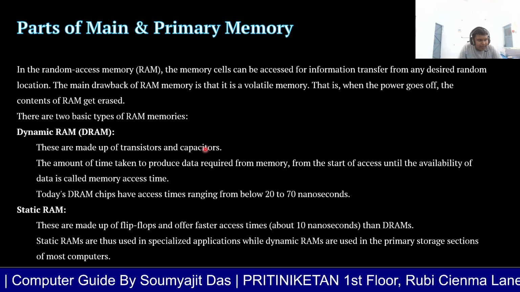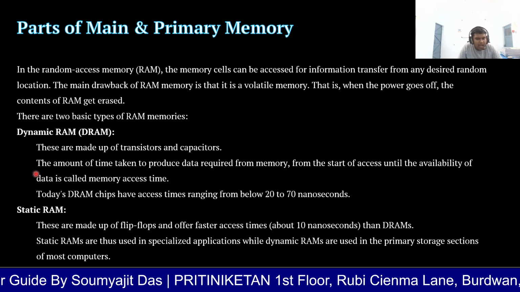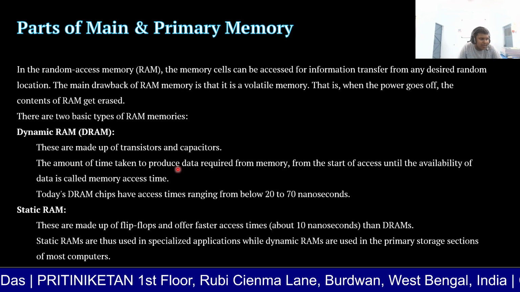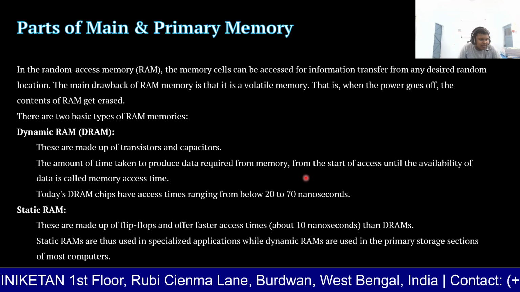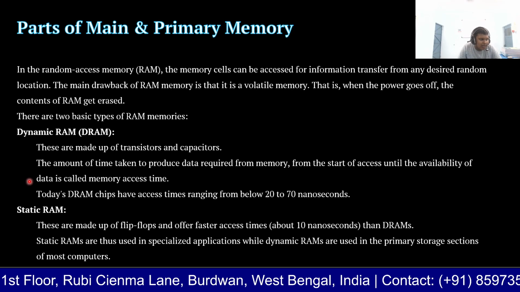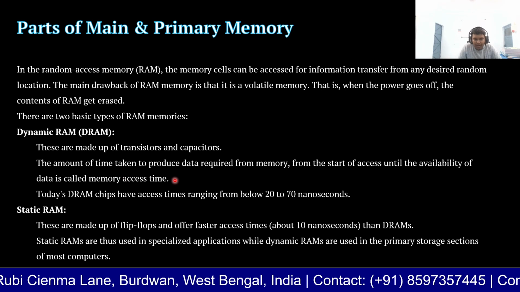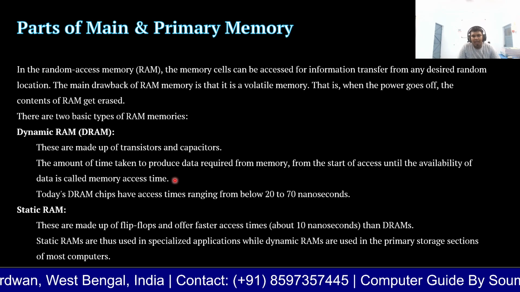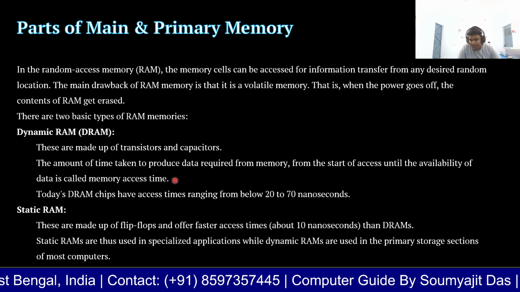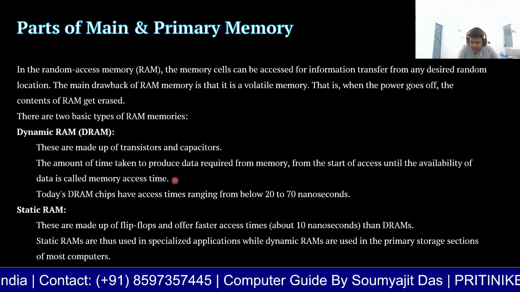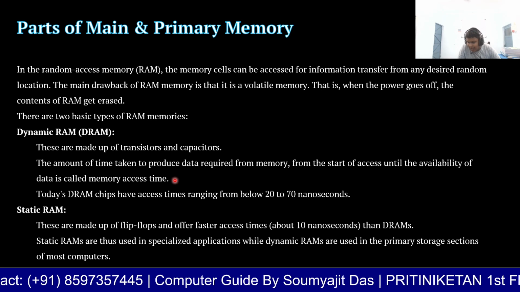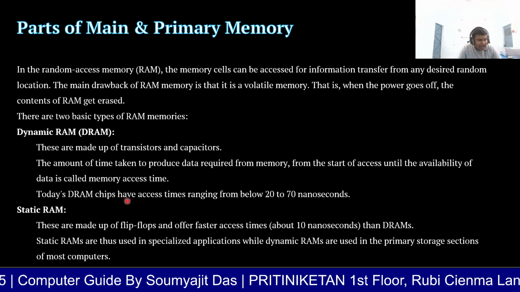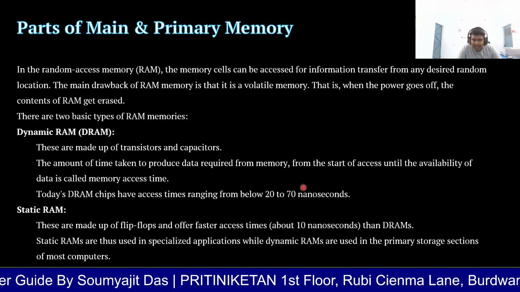The dynamic one is made of a transistor and a capacitor. The amount of time taken to produce the data required from memory, from the start of access until the availability of data, is called memory access time. That means from the time you turn on the computer until you shut it down, the memory will try to store as much as you need. That is known as the memory access time. Today, DRAM chips have access times ranging below 20 to 70 nanoseconds.